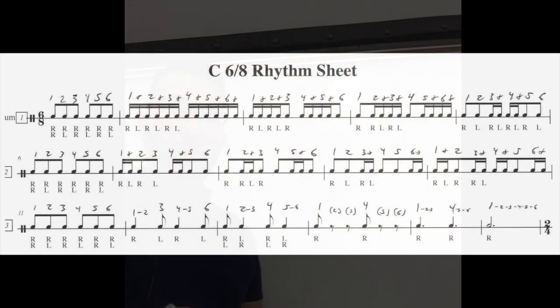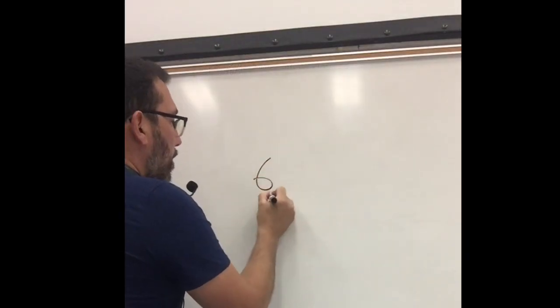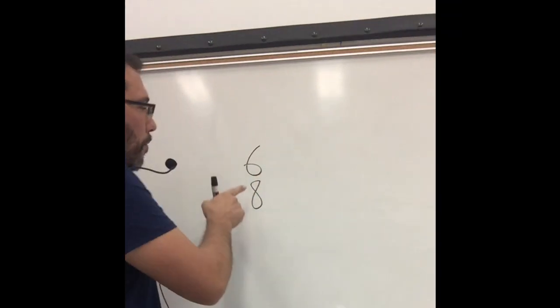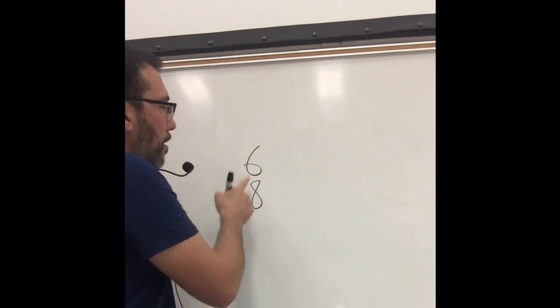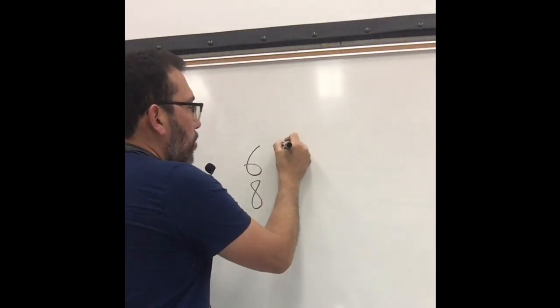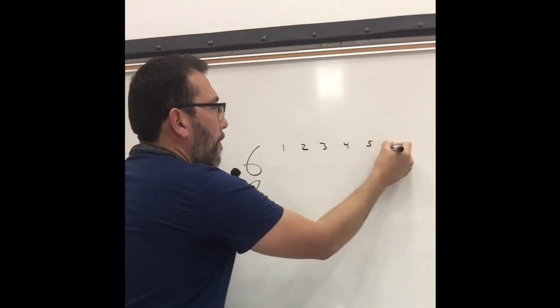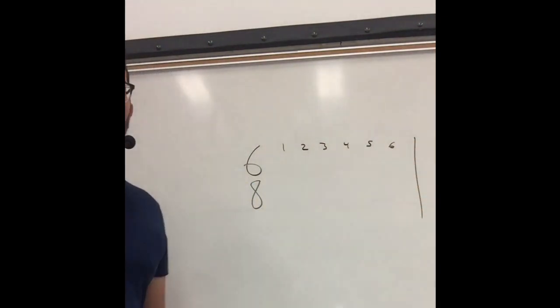All right, we're going to go over the Set C 6/8 rhythm sheet right now and make sure we understand the theory of 6/8 time. Okay, so we have a time signature of 6/8. When you're looking at this, remember the top number means how many beats are in the measure. So let's go ahead and in this measure put 6 beats. 1, 2, 3, 4, 5, 6, and then we have our next bar line.